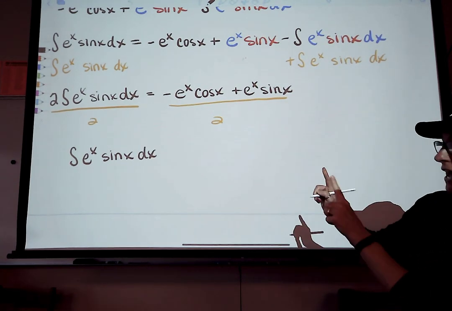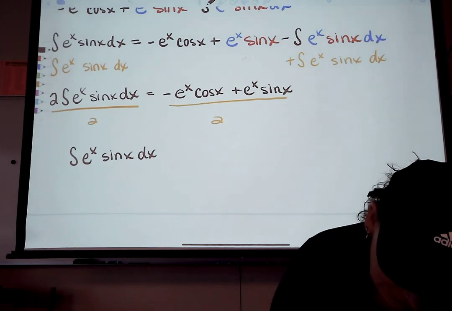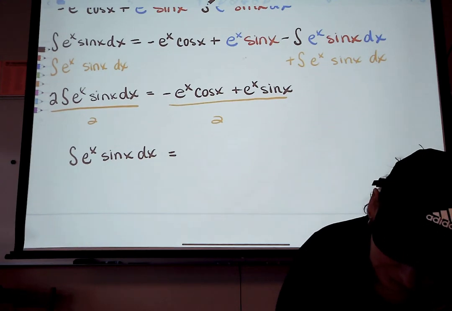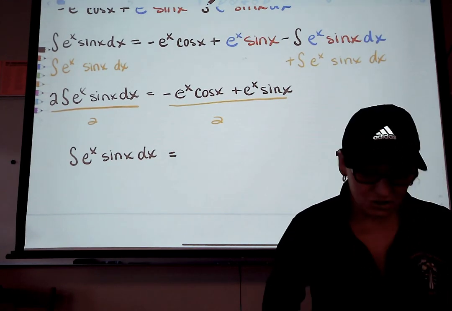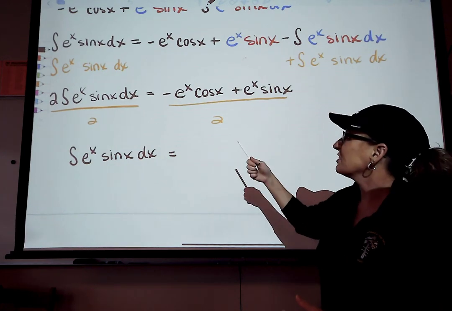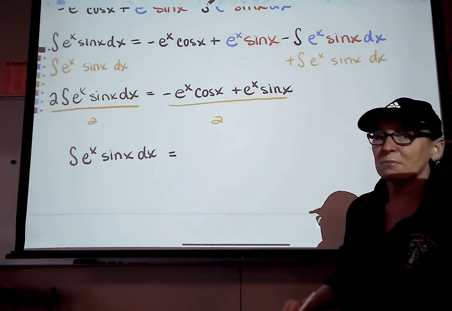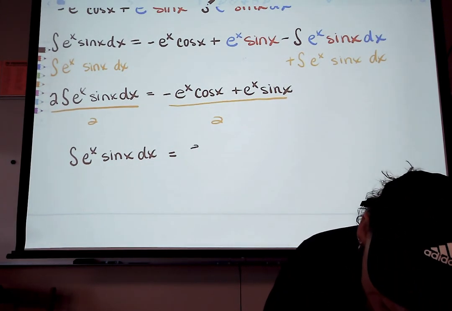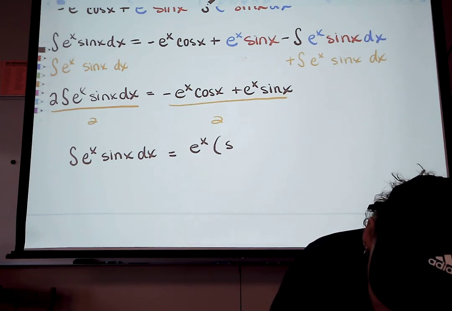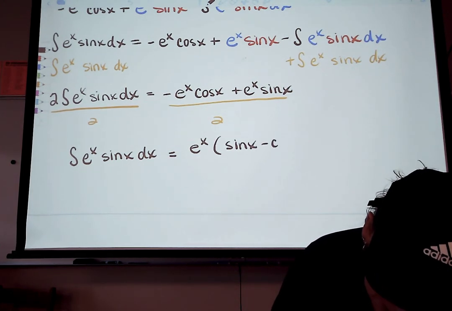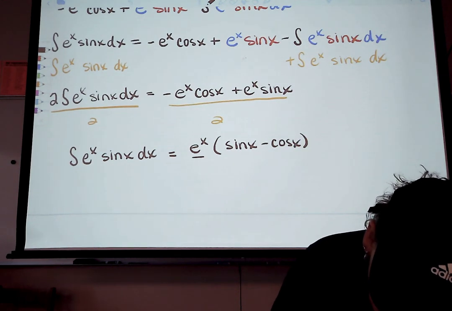The answer to that original problem is, and you can even clean it up a little bit. You could factor out an e to the x and swap the sine and the cosine. You can factor out e to the x, swap the sine and cosine, so you just have a minus sign. That's not too bad. All over 2.